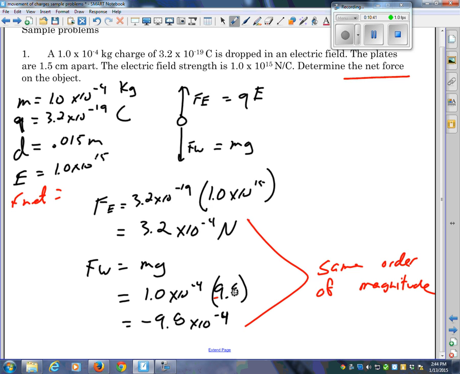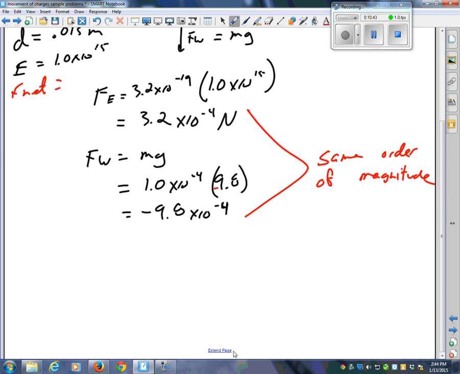Okay, I'm actually almost done. It says to determine the net force. Well, the net force is the electric force plus the weight force. In a standard Millikan type problem, the net force is 0 and those things are balanced. But at this point, they're not balanced. So it's 3.2 times 10 to the minus 4 plus minus 9.8 times 10 to the minus 4.